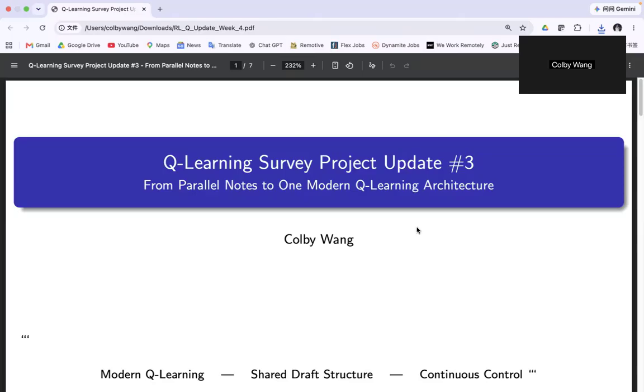This week, the focus was not on simply adding more papers. Instead, we worked on connecting several parallel streams of work into one shared survey architecture: the modern Q-Learning diagram, the evolving shared draft, and Logan's deeper continuous control analysis.